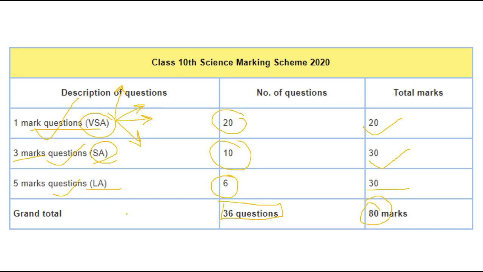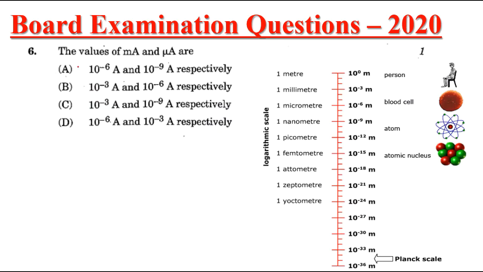So starting with the first physics question that came in the board examination of 2020. The first question says the values of milliampere and microampere are, and they are given 4 options. They are asking what is the value of milliampere and what is the value of microampere.